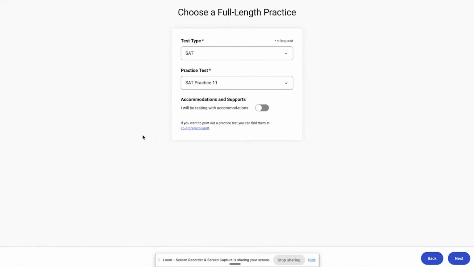So what I'm going to be doing in this video is actually applying those Desmos principles of when it makes sense to do this on a recent practice test. I am logged into Blue Book. I'm choosing SAT Practice Test 11.